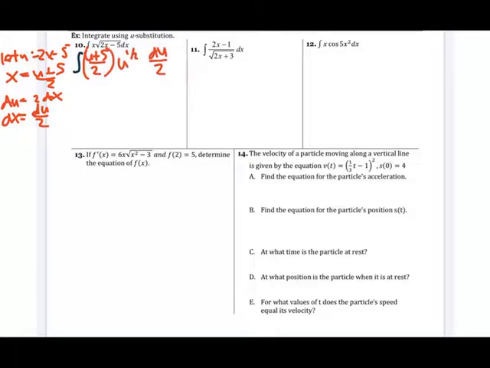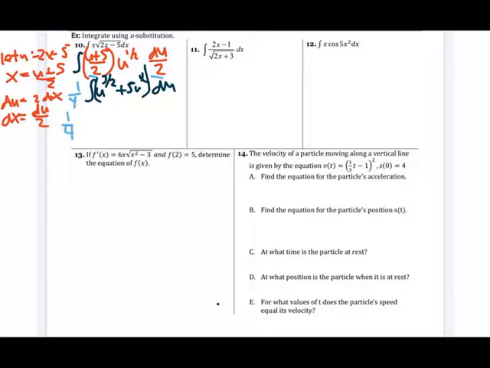Now, because I don't like having these fractions inside my integral, I can take both of these 1/2s out and just put 1/4 in front of the integral. And then I can multiply 1/2 times u to the 1/2 power times u plus 5 and rewrite that. So the integral of u to the 3/2 power plus 5u to the 1/2 power du. And now I can integrate using the power rule.